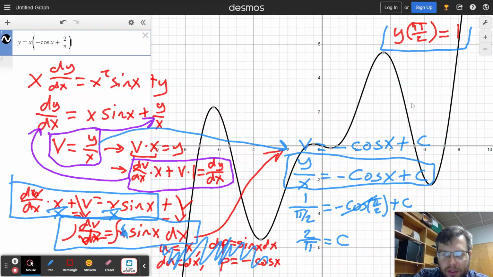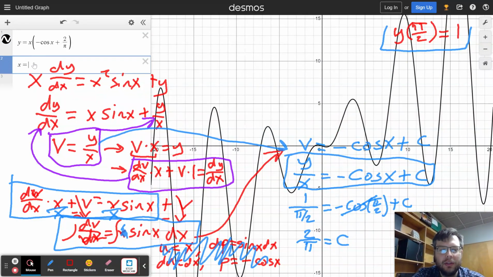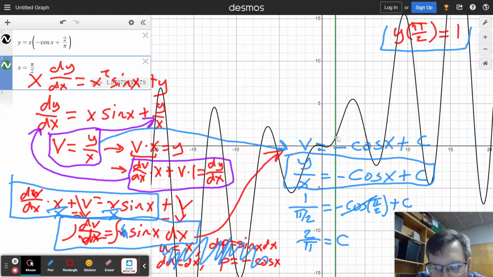And that's a pretty cool looking graph. And let's see, do we go through the point pi over 2 comma 1? Let's see, x equals pi over 2. Is it right at 1? So this looks to be the correct solution to our particular differential equation.